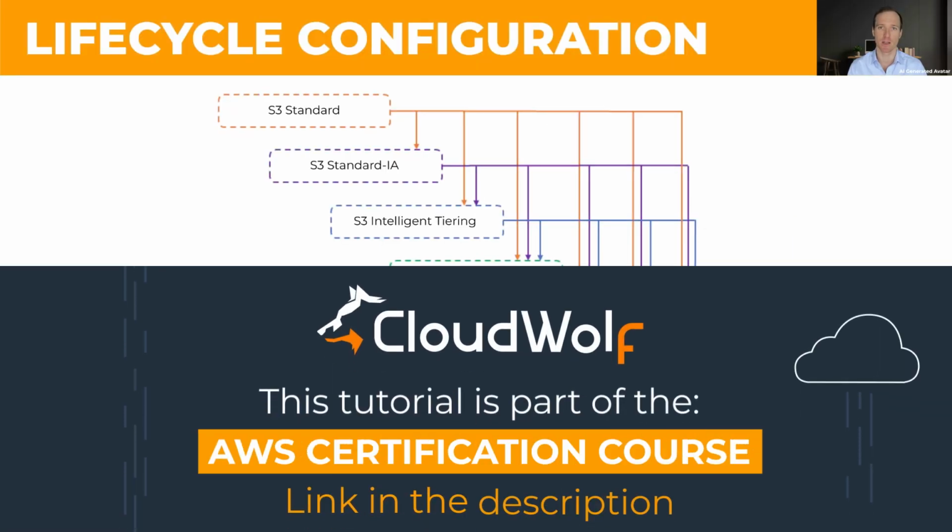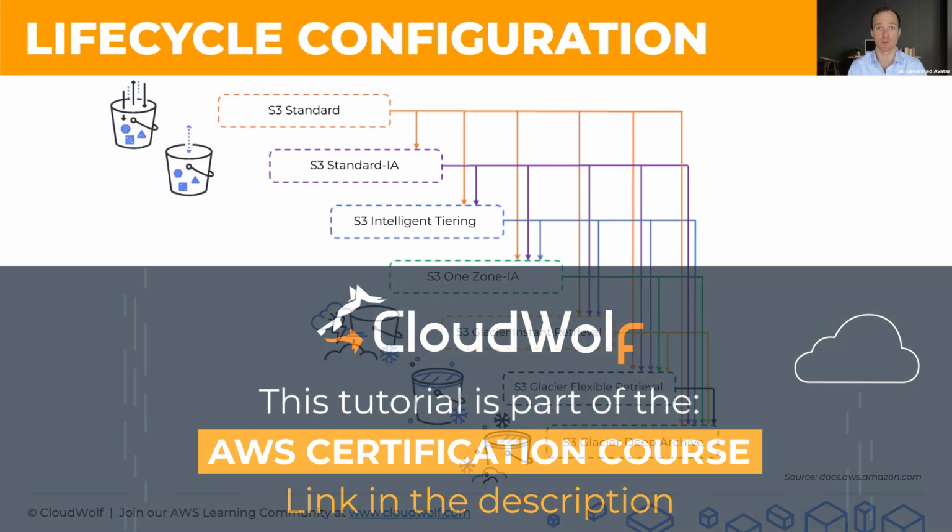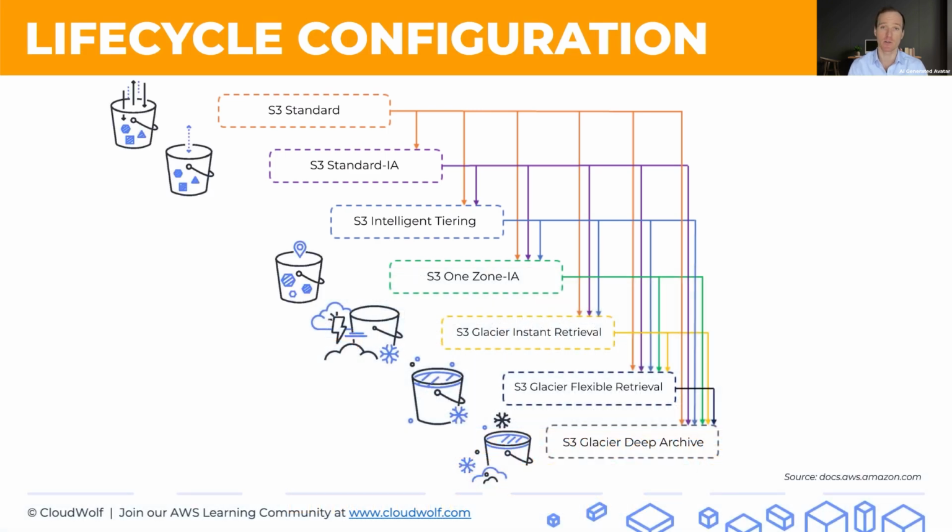Today we're talking about lifecycle configuration. Here we have the S3 storage classes. We've talked about all of them. These are the initial 5 we introduced. Then we added one zone and frequent access and then intelligent tiering.